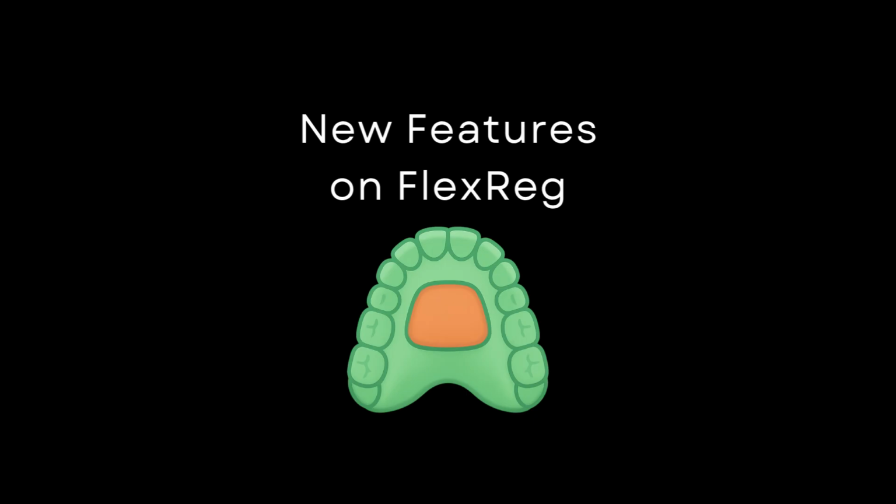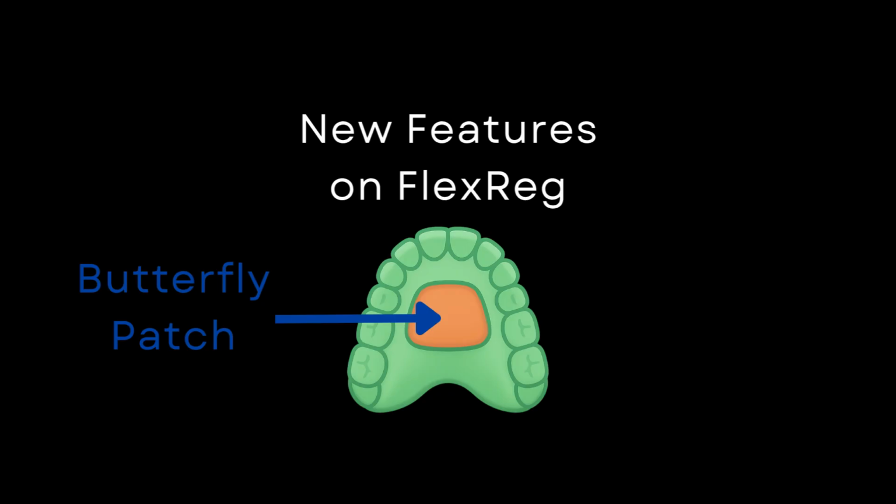In this video, we'll go over the new options added to the FlexReg tool, part of the automated dental tools extension for 3D Slicer. FlexReg generates a butterfly patch on intraoral scans, and you can now fine-tune the shape and position of that patch using two sets of parameters.